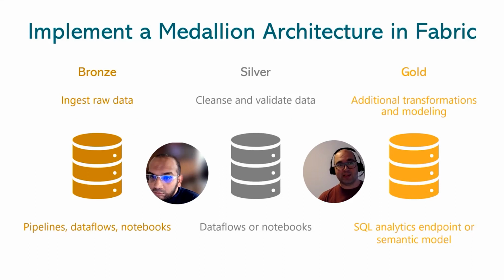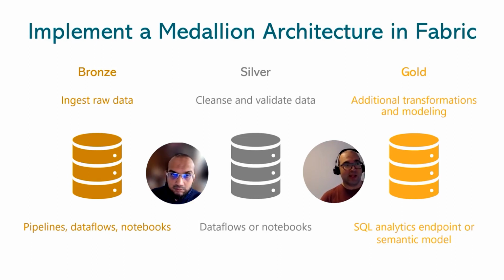Implementing a medallion architecture in Fabric. So we were talking about medallion architecture in general. When we are talking about the Fabric, within the bronze layer, you ingest raw data as it is using either pipelines, data flows, or notebooks. So any of these options is completely fine, depending on how much data are you working with and how complex transformations you need to apply.